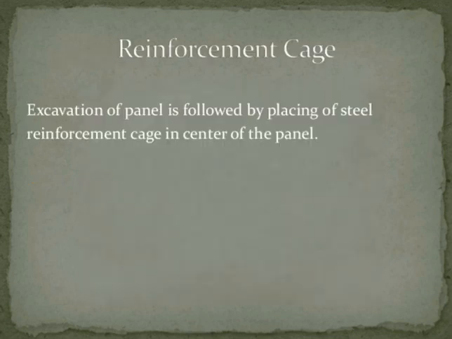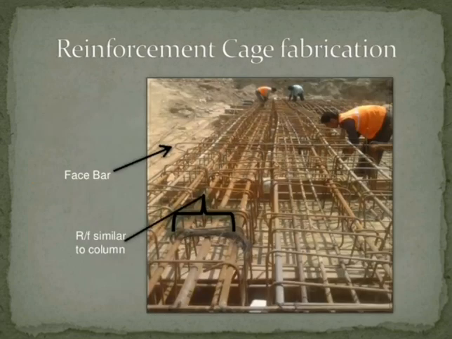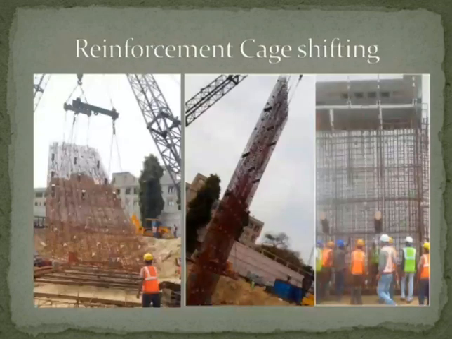Now the reinforcement cage. Excavation of panel is followed by placing of steel reinforcement cage in the center of the panel. So reinforcement cage fabrication can be seen in the image, which shows the main bars, similar to a column. And then we can see the reinforcement cage shifting in the image. The cage is shifted to the required position wherever it is needed.